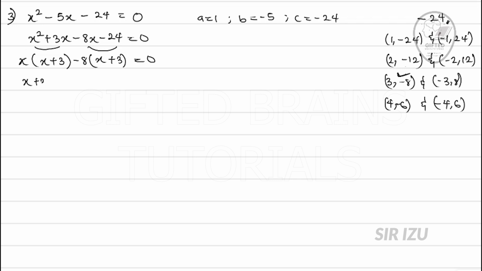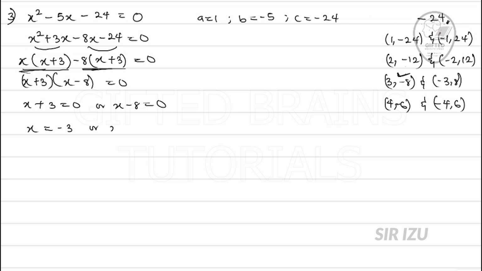So at the end of the day, we have x plus 3 being factorized out, because that is what is common between the two terms here. So x plus 3 factorized out in the first term leaves x remaining. And if x plus 3 is factorized in the next term here, we would have minus 8 remaining. So it equals 0. So at the end of the day, we have x plus 3 equals 0, or x minus 8 equals 0. So we have x equals minus 3, or x equals plus 8. So that's that.